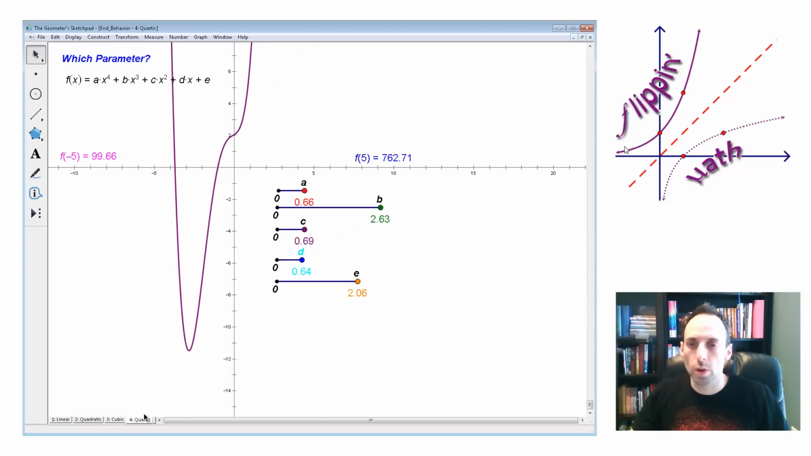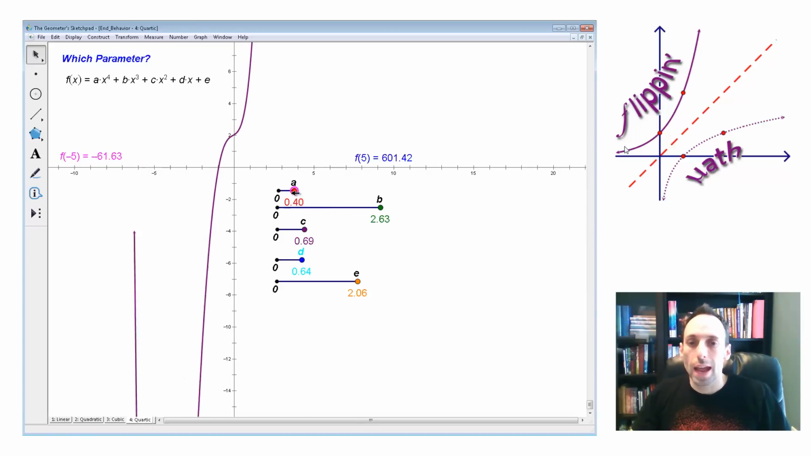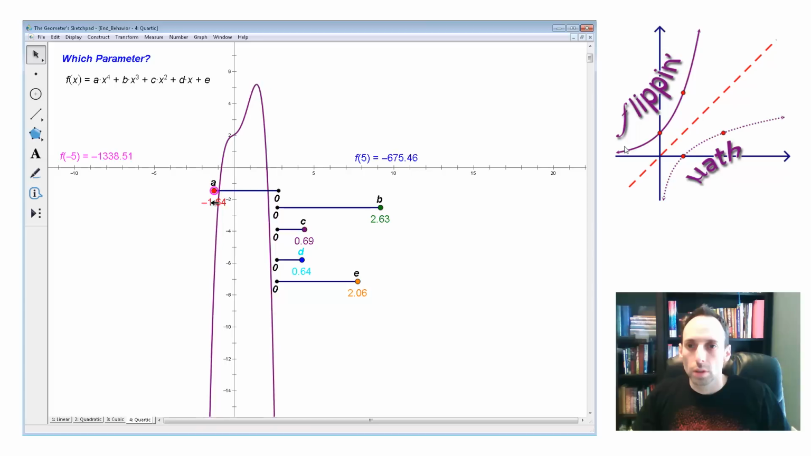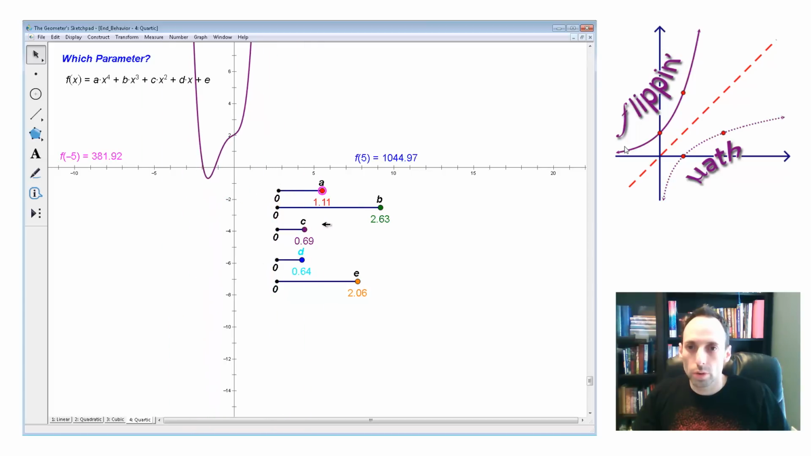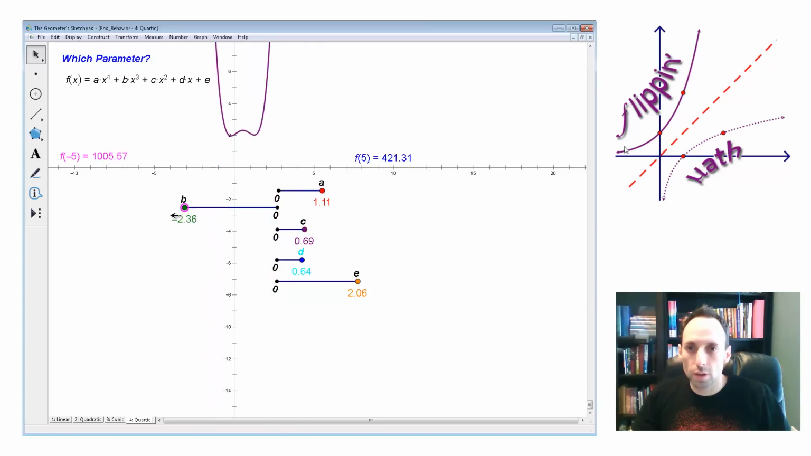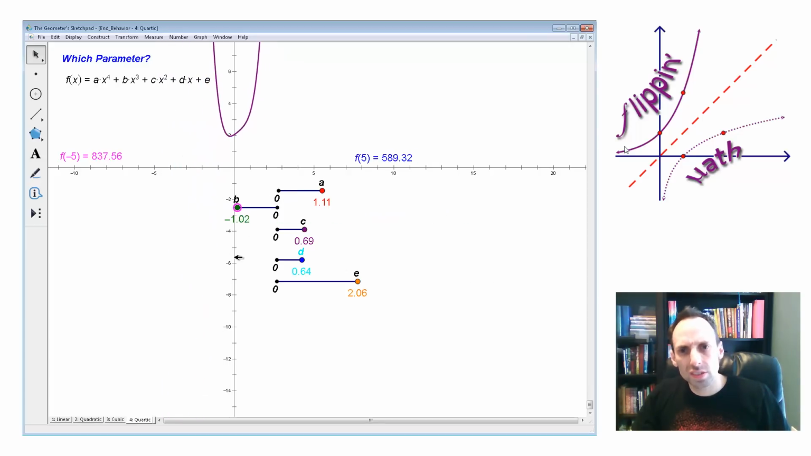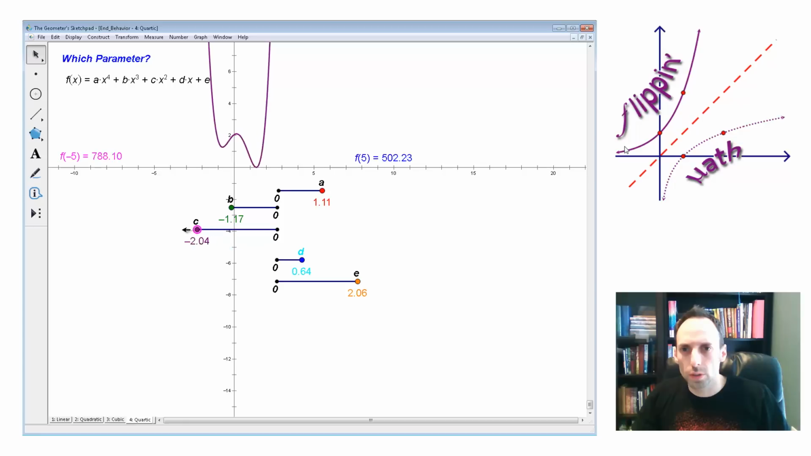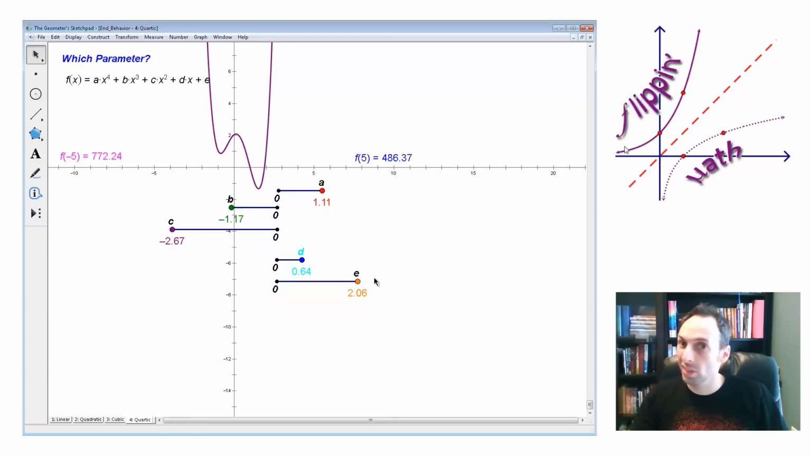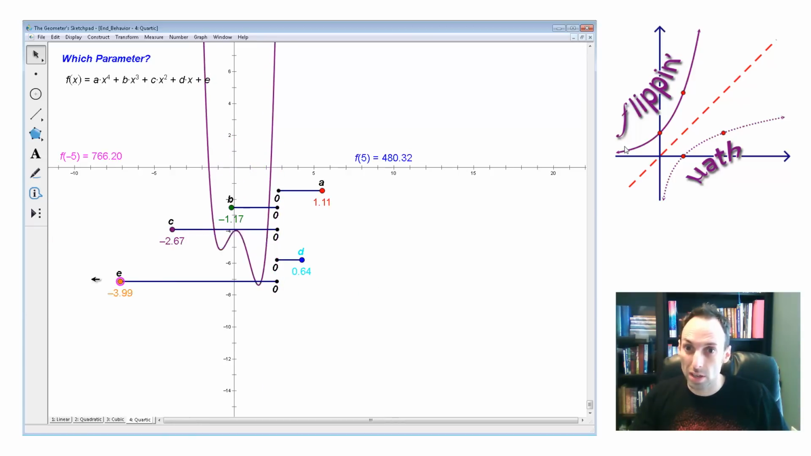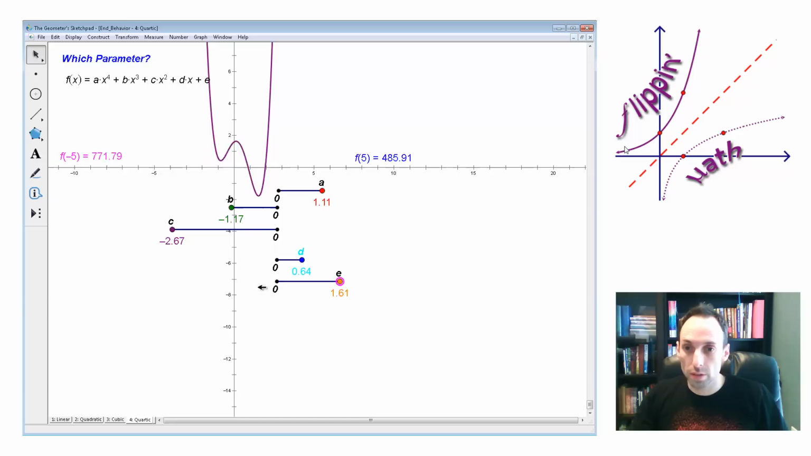How about one last one? This should really hit it home, I think. All right, so we have our a value and our b value. Is that changing where the ends are? How about the c value? It's like this is melting wax or something. Is that changing where the ends are? No. Oh, how about the e? No, it's just moving it up and down.